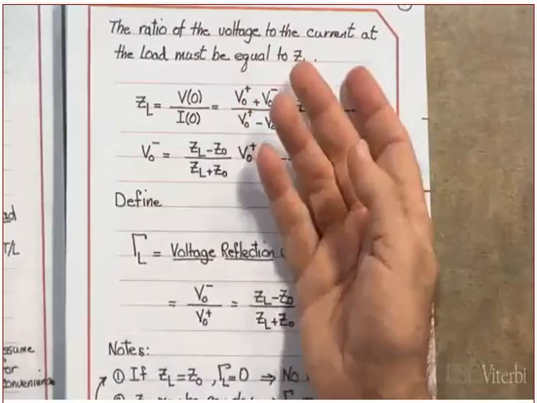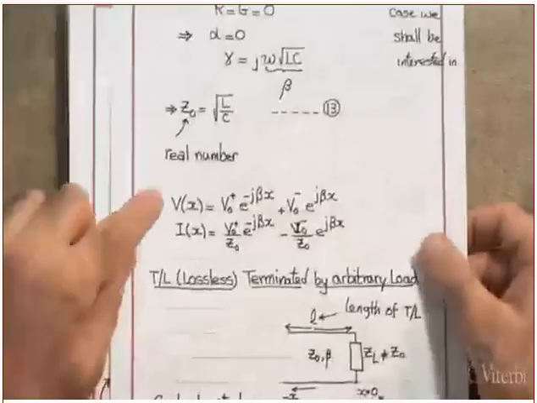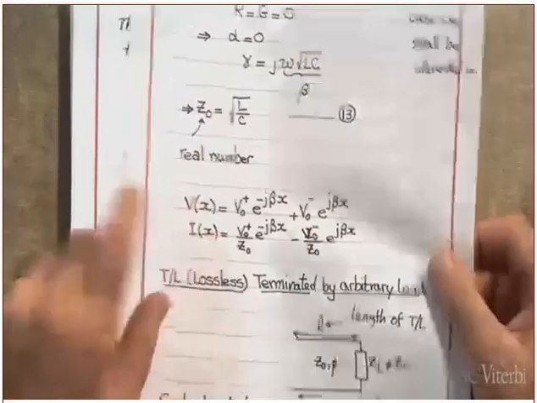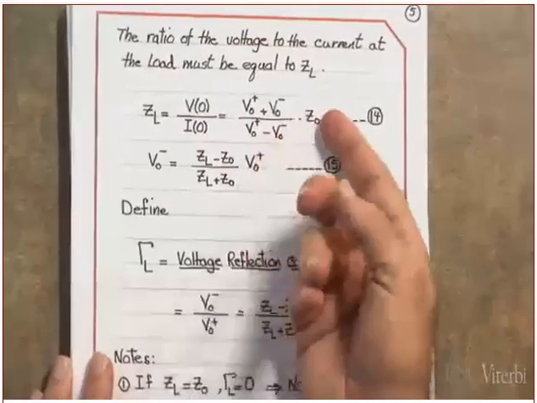Did you get my point or not? Okay, good. So V of 0 divided by what? I of 0. I go to the V of X. In place of X, I put what? 0. In place of X I put a 0. And this is the equation I get. Clear? Yes or no? Okay.